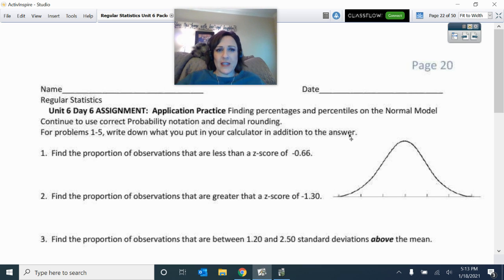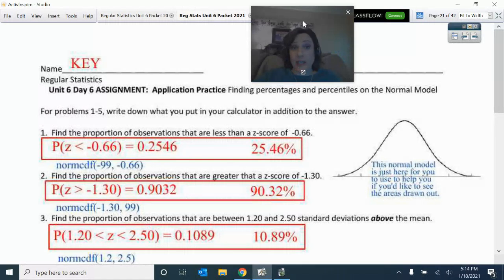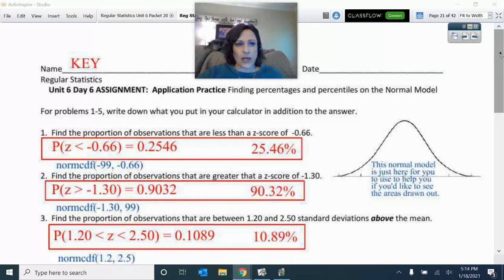We're going to go over applications to your normal model, practice in finding percentages and proportions. I want you to pay close attention to the notation and how all of that is written. So here we go. On this first one, the z-score was already given to you, and it asked for less than that z-score. Look at how I wrote this probability notation: the probability that z is less than that z-score.